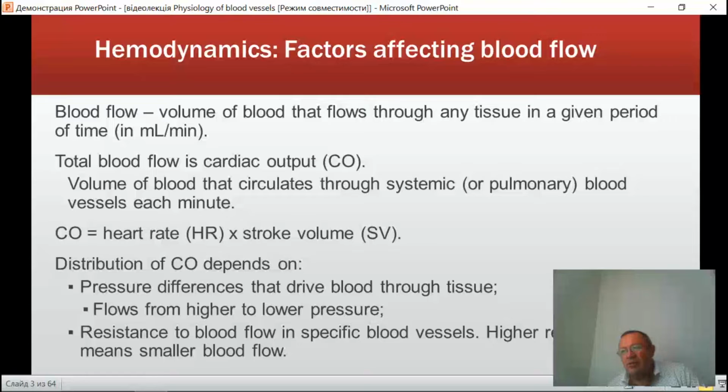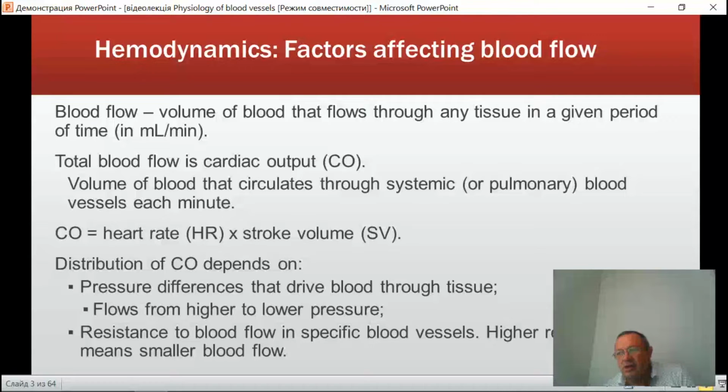Next, information about total blood flow, which is cardiac output, the volume of blood that circulates through the systemic or pulmonary blood vessels each minute. You can see the formula for cardiac output on the slide. Cardiac output equals heart rate multiplied by stroke volume.